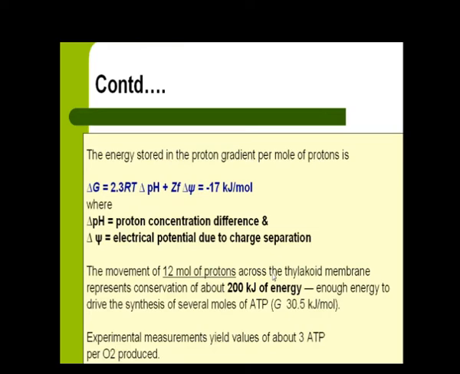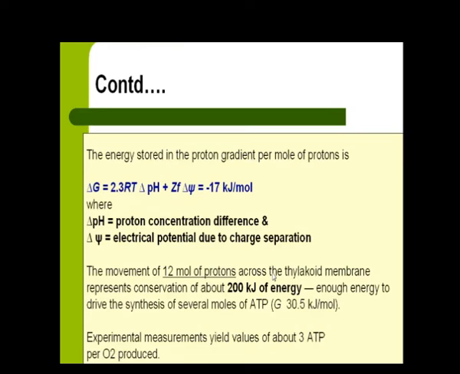Okay, this is the energy. You have a proton motive force, or a proton gradient, that is generated. This is the formula: delta G = 2.3 RT (R is the gas constant, T the temperature) delta pH, where delta pH is the difference in the pH in the lumen and the stroma outside. Z is the charge on the molecule. F is Faraday's constant, and delta psi is the electrical potential due to charge separation.